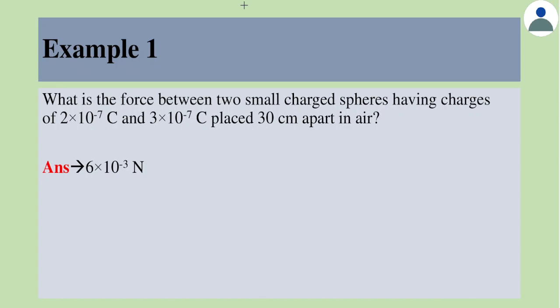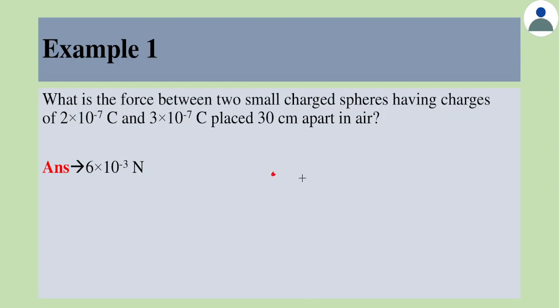We will take up some examples to understand the earlier concepts. Example 1 says, what is the force between two small charged spheres having charges of 2 into 10 power minus 7 and 3 into 10 power minus 7 placed 30 centimeter apart in air? So it is given that the charges are kept in air. Now small charges means we can use Coulomb's law. That's the meaning of this.